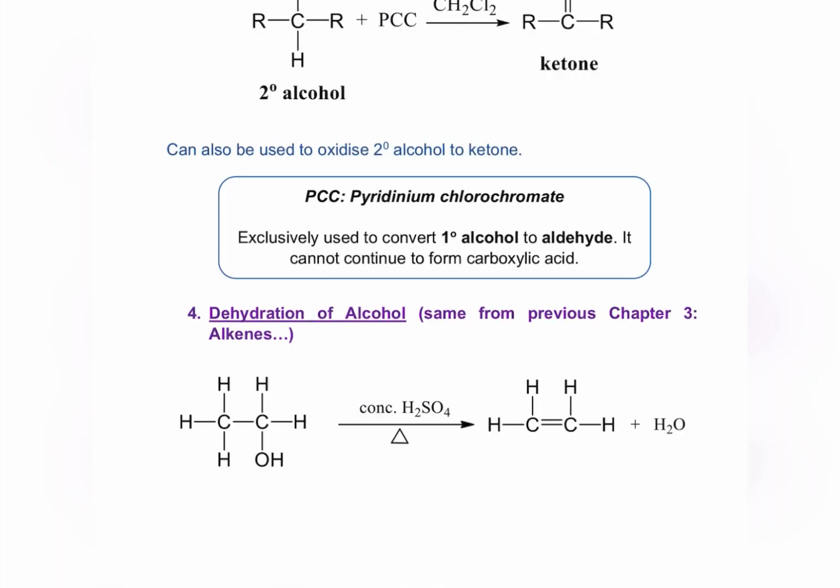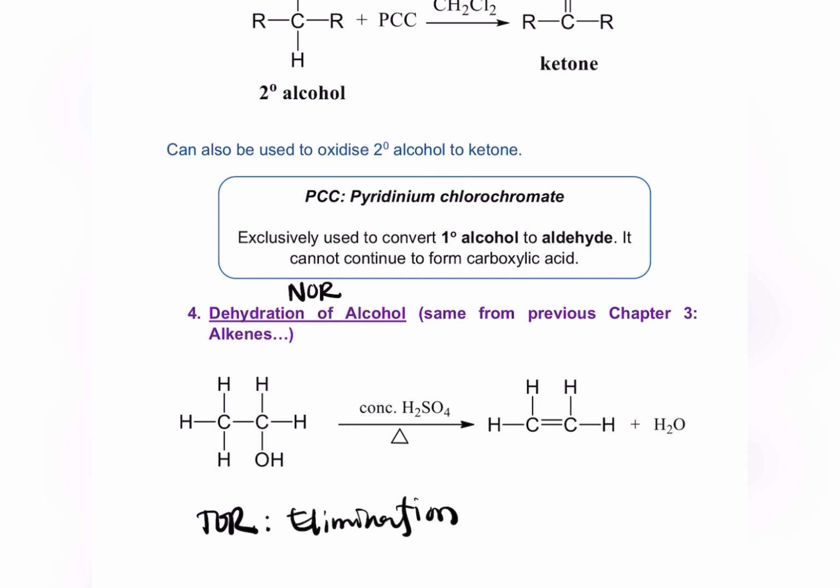Next reaction is dehydration of alcohols. So this is the name of the reaction. I hope you still remember, if I ask you in Chapter 3, alkenes, the name of reaction is dehydration of alcohol, and the type of reaction is where we are going to eliminate water as my side product. So the type of reaction will be elimination.